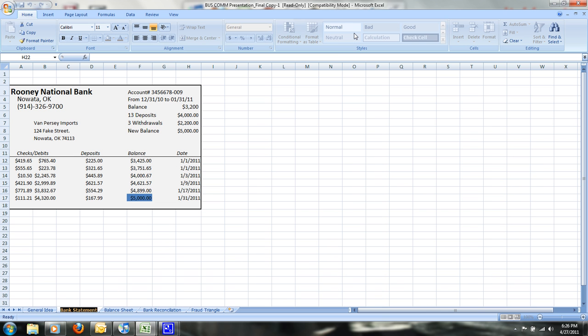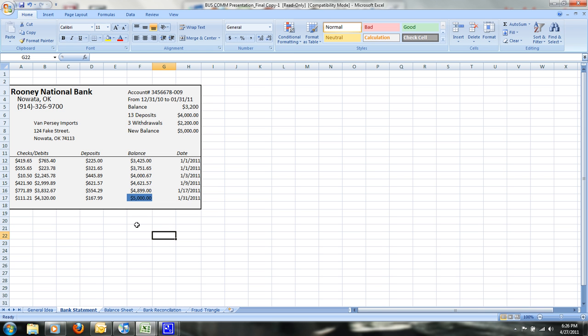Okay, today I'm going to show you how to reconcile a bank statement. What we're doing when we reconcile a bank statement is we're just taking the amount the bank says we have in our account and comparing it to what our company books say we have for that account. So it's just comparing what the bank says we have versus what we say we have.